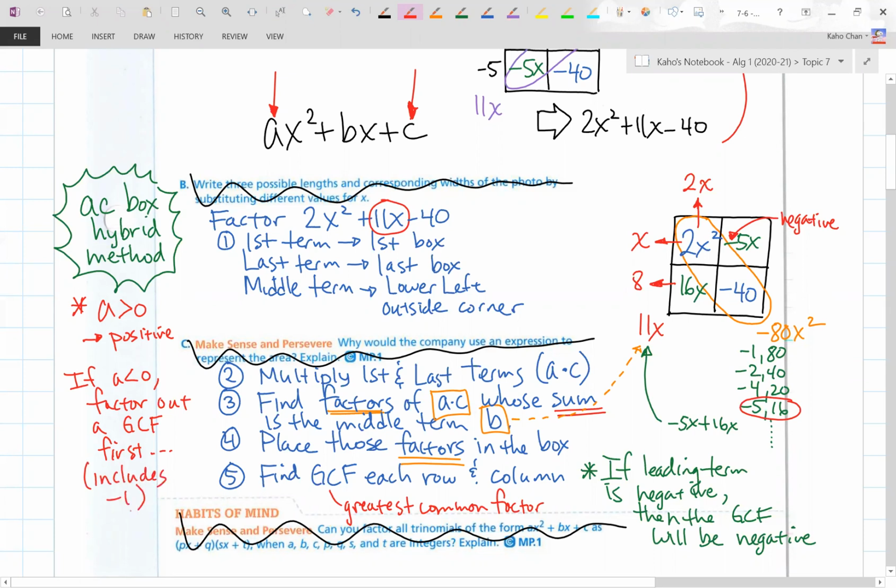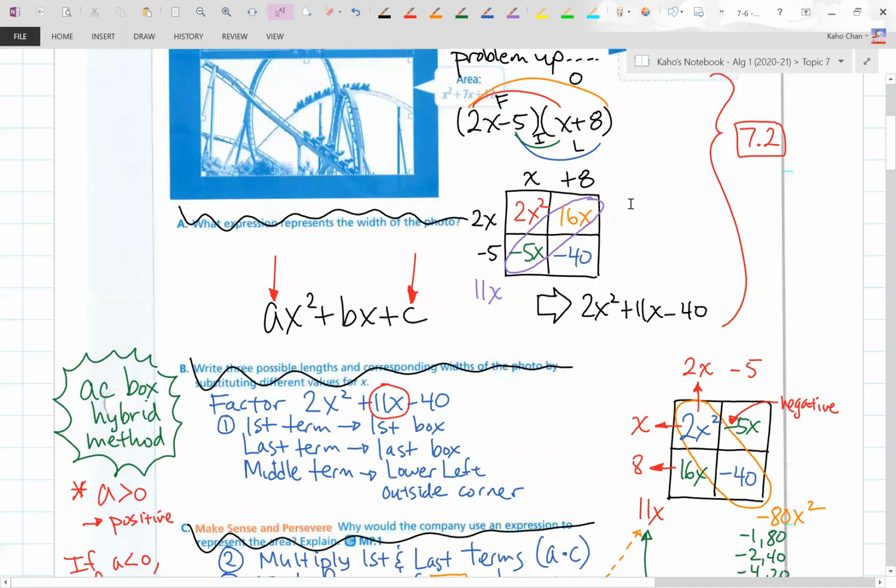You got to make that negative into a positive. All right, so here in my last column, I have -5 and -40. Obviously, I can't take out an x. I can, however, take out a -5. And ladies and gentlemen, there it is. My original problem represented here using this AC box hybrid method.